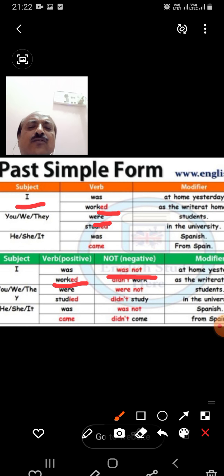He, she, it was. He was present yesterday. We are talking only about one person. She was with her mother yesterday. But when we talk about more than one, then we use were.